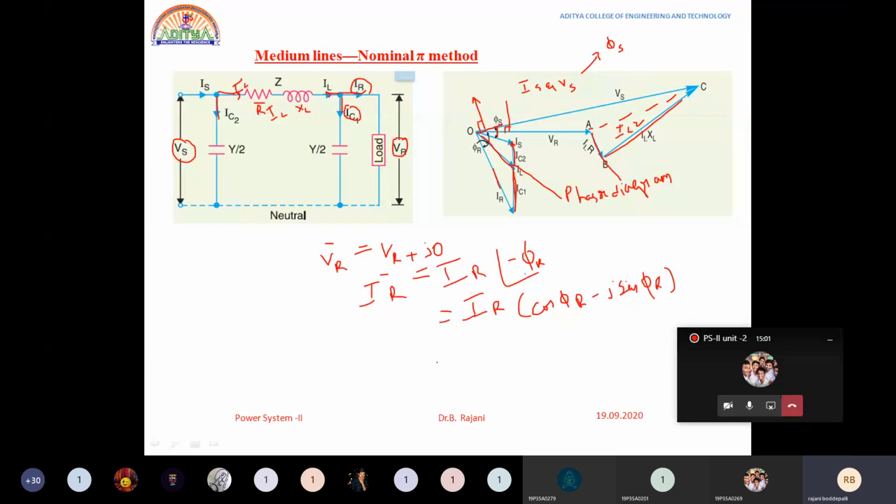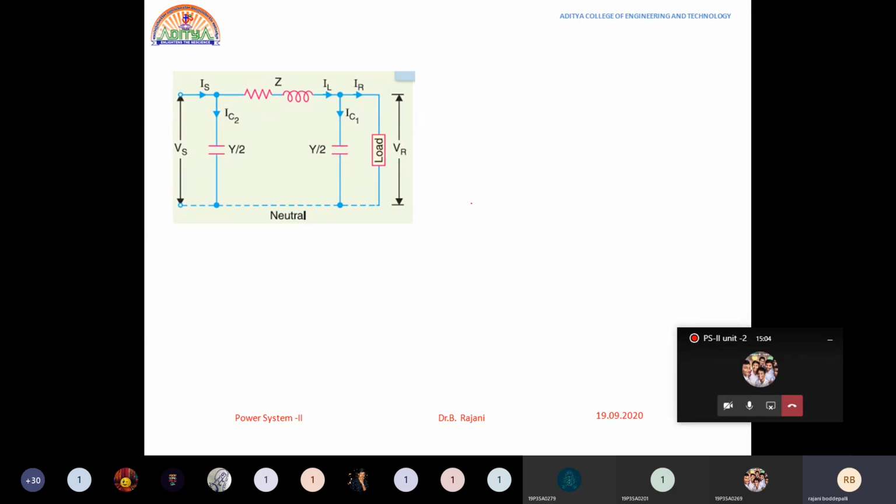Okay, now the charging current. How can we draw this charging current? See this figure, this is the charging current I am drawing. Charging current at the load side is nothing but IC1. How could you get this IC1? We know the formula I is equal to YV, from Ohm's law V is equal to ZI, and Z is the inverse of Y. So we can write Y into VR.